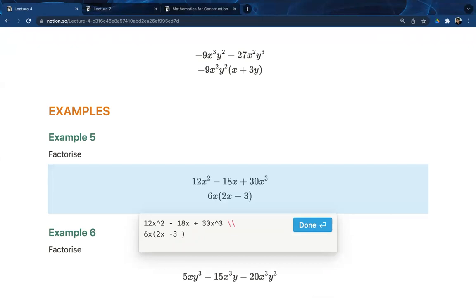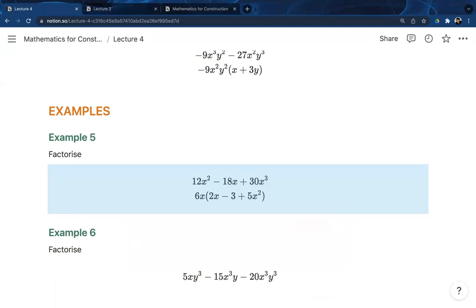And for this one, 6 by positive 5 is 30, and I need an X squared to get the X cubed. So that looks like the answer there.